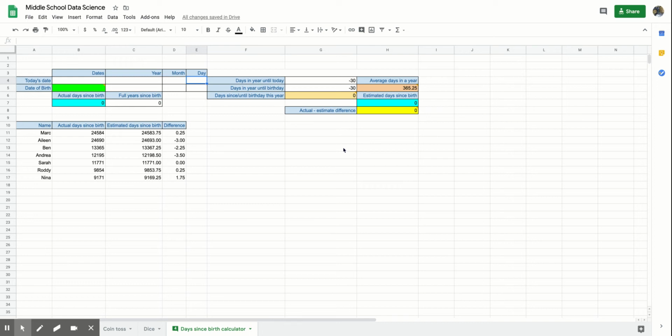So the problem I decided on is this. How many days have passed since the day you were born, or since each of us was born? Maybe you've thought about that, maybe you haven't, but the question I'm asking is, how would you figure that out? And that's where building a model comes in. So let's start by figuring out what information we need to solve this problem. We need your date of birth, and we need the year and the month and the day corresponding to that particular date. Then we need to know today's date.